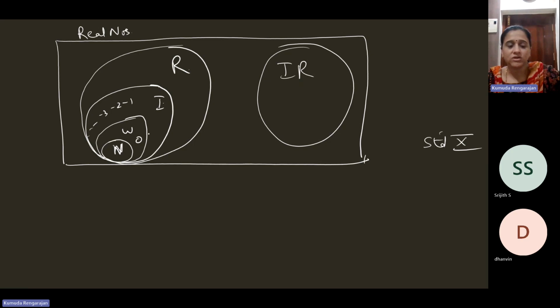Okay. So natural numbers, whole numbers, integers, rational numbers. Yes, can you give us an example for irrational numbers? Yeah, I haven't come there. Yes, I'm going to tell you.